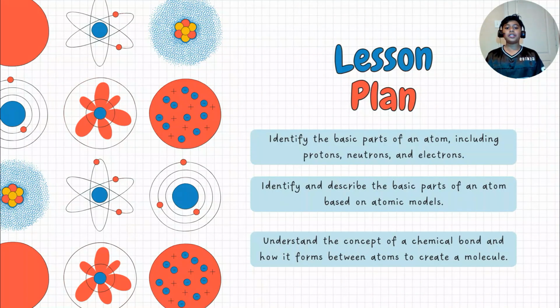Our lesson plan today is going to be identifying the basic parts of an atom, including protons, neutrons, and electrons. We're going to be identifying and describing the basic parts of an atom based on atomic models. And finally, we're going to be understanding the concept of a chemical bond and how it forms between atoms to create a molecule.